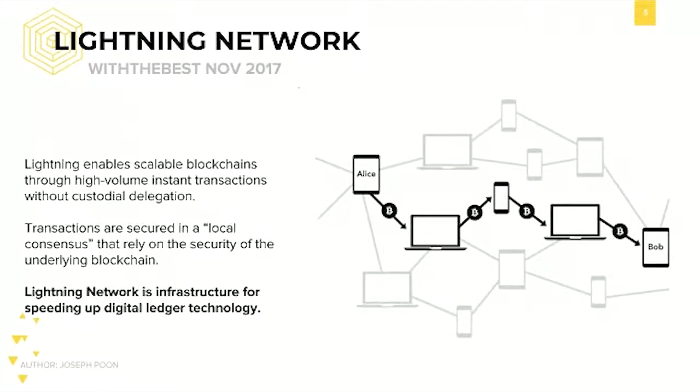So the Lightning Network is an overlay network that has these mechanisms in place that allow you to transact. But if something goes wrong, then you will always rely back on the security of the underlying blockchain. So in summary, you can think of the Lightning Network as infrastructure for speeding up blockchains, starting first with Bitcoin and hopefully also generalizing to other types of blockchains.